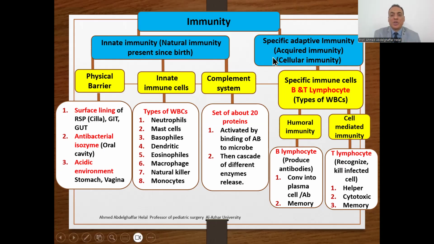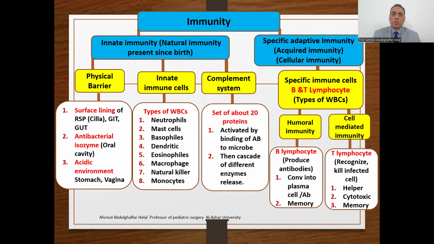However, there is a specific adaptive immunity, or called cellular immunity, sometimes called acquired. It's a specific immune system related to what's called B and T lymphocytes. They are types of the white blood cells. The B lymphocyte is responsible for humoral immunity related to antibody formation.